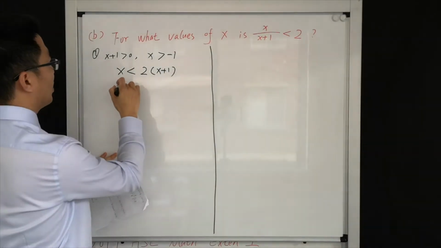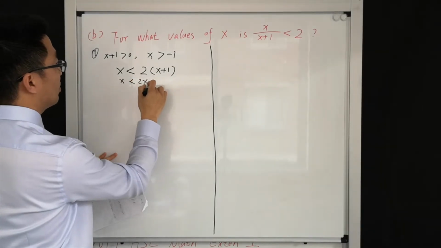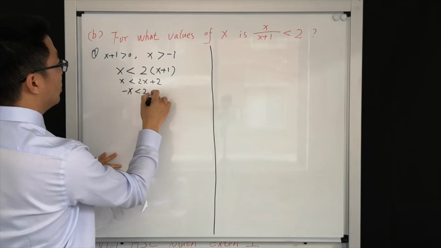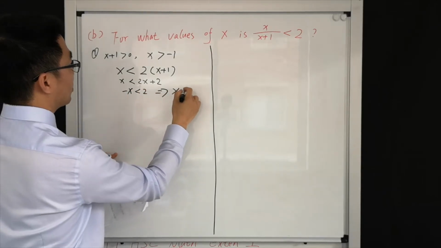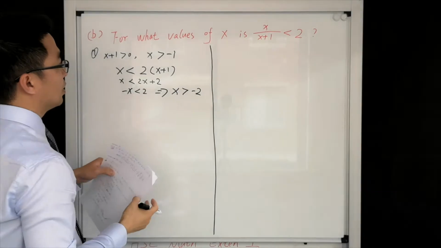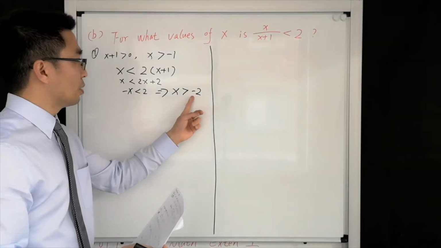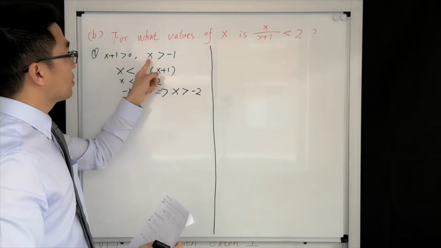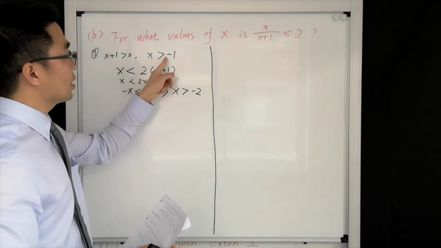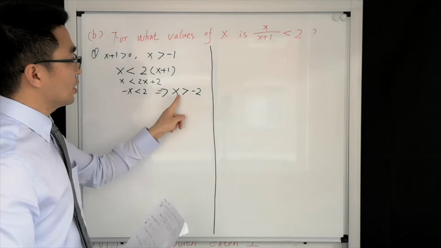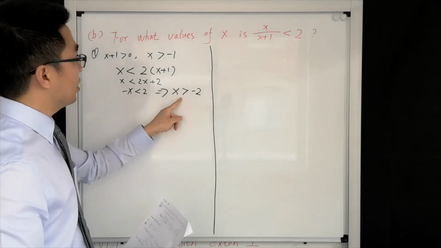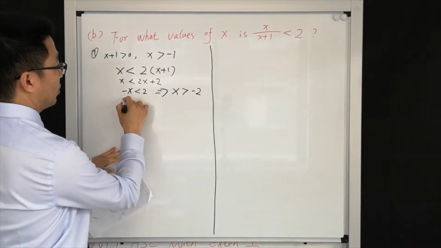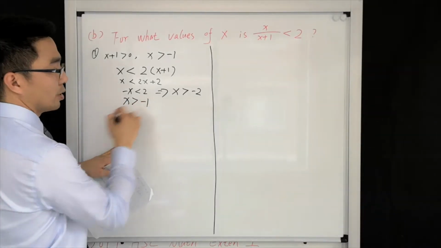Okay, so we have x less than 2x plus 2, so negative x less than 2, so x should be greater than negative 2. Here is the result, but here is the condition. We should compare the result with the condition. The condition is x has to be greater than negative 1, but the result is x greater than negative 2. So compared with the condition, the overall result here is x greater than negative 1.